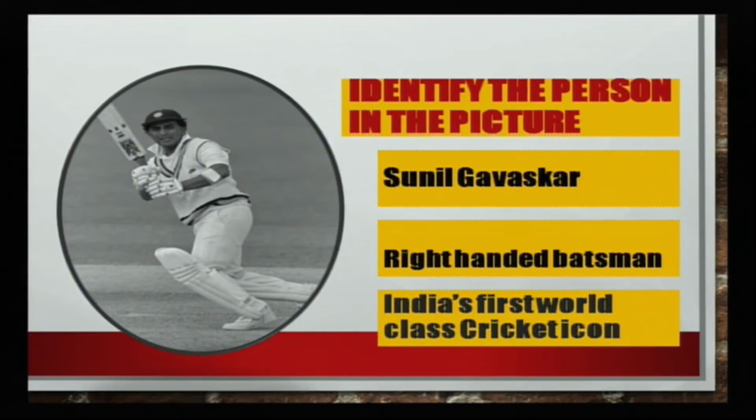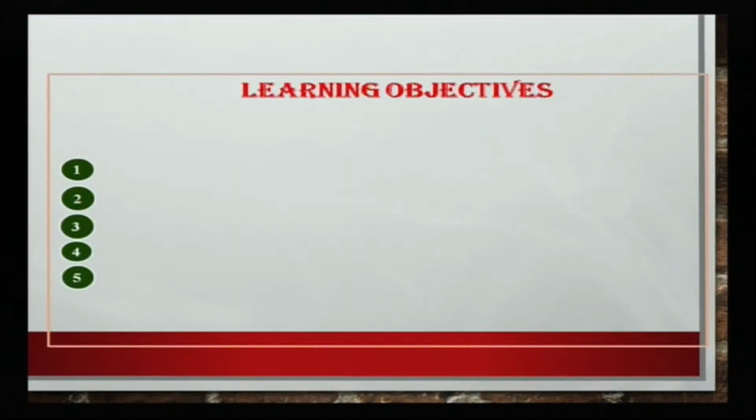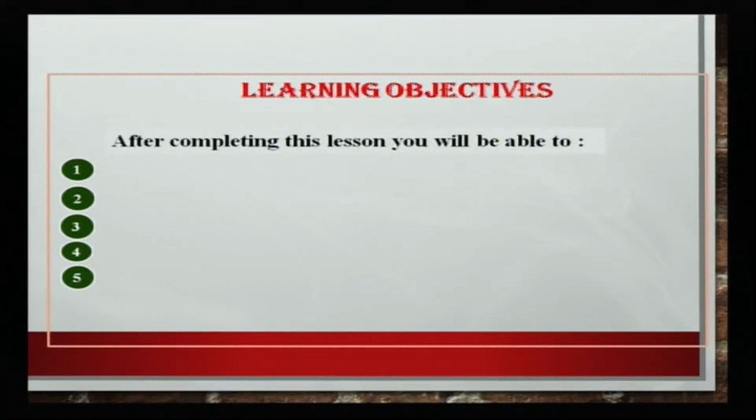He is a right-handed batsman and he has been India's first world-class cricket icon. He was also known as the original Little Master. So, students, today we are going to read an extract from his autobiography, My First Steps. But before I take you further, let us have a look at what we are going to learn today. What are the learning objectives of today's lesson?